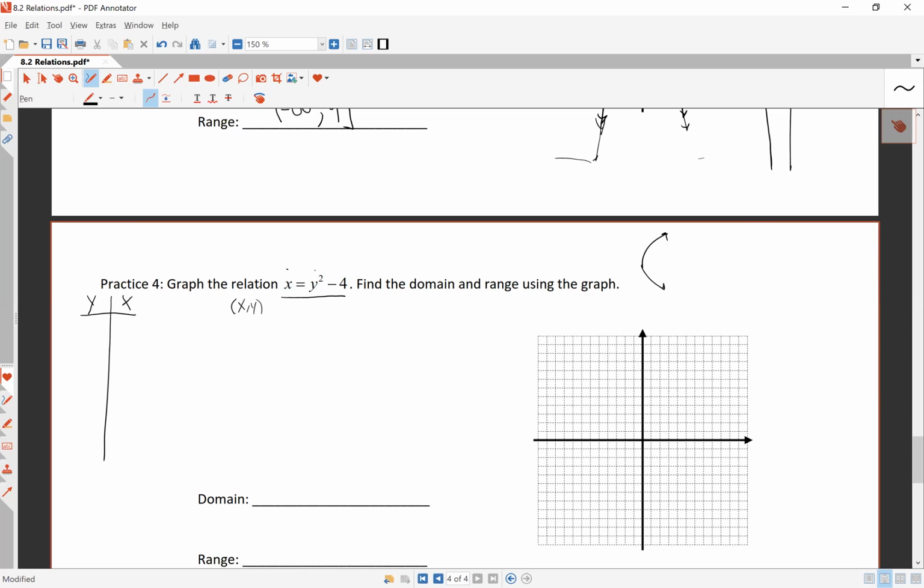Now that you've had a chance to work this out, I'll work this out with you. We like to make the piece underneath the square 0. So let's set y equal to 0, and x will be 0 squared minus 4. 0 minus 4 is negative 4, giving us the ordered pair negative 4, 0. If I plug in y equal to 1, then x is equal to 1 squared minus 4, which is negative 3. Negative 3, 1.